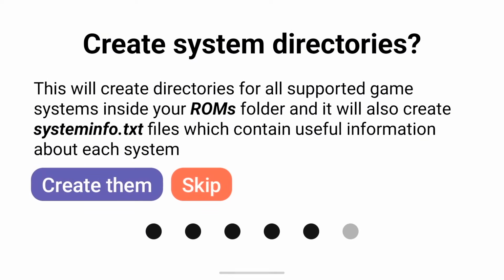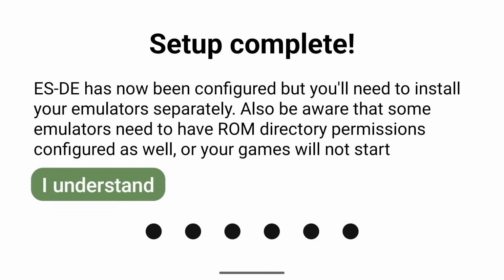And then next it's going to ask if we want to create system directories. This is basically going to put a bunch of blank folders inside of that ROMs folder. And then from within here, we're going to put all of our game files. So I'm going to tap the create them button. And once that's done, it's going to say that the setup is now complete.